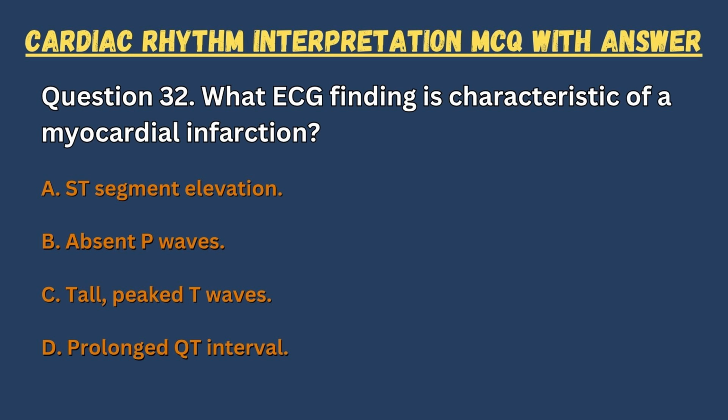Question 32. What ECG finding is characteristic of a myocardial infarction? A. ST segment elevation. B. Absent P waves. C. Tall P and T waves. D. Prolonged QT interval.